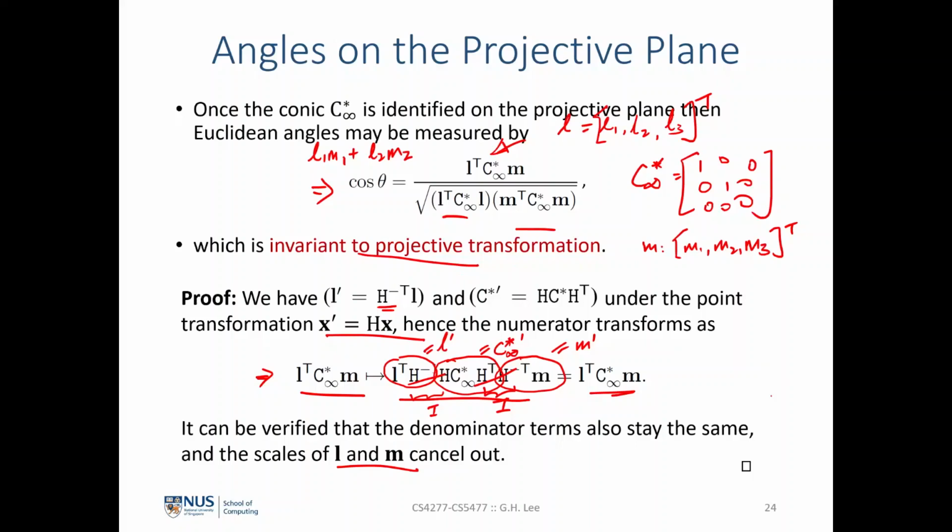That means that if I am given two lines here, L and M, and this angle theta, and if I were to transform this using any H or any of these projective transformations, then the angle between these two lines computed this way would stay the same. It would be invariant on the projective plane.